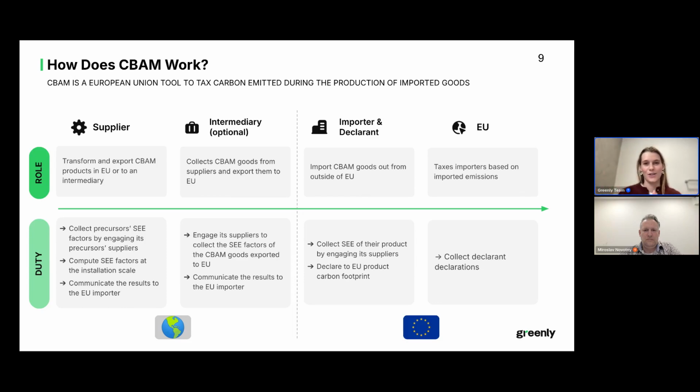And finally, the European Union is responsible for collecting emissions declarations from EU importers, verifying reported carbon footprints, and taxing importers based on their declared emissions by requiring them to purchase CBAM certificates. So this is the role play of actors, and we can see that it's a bit complex.